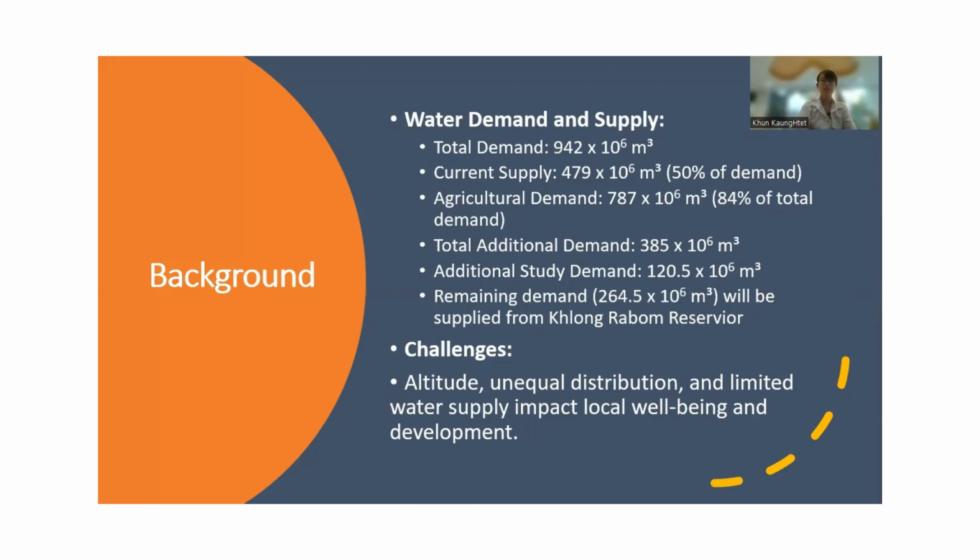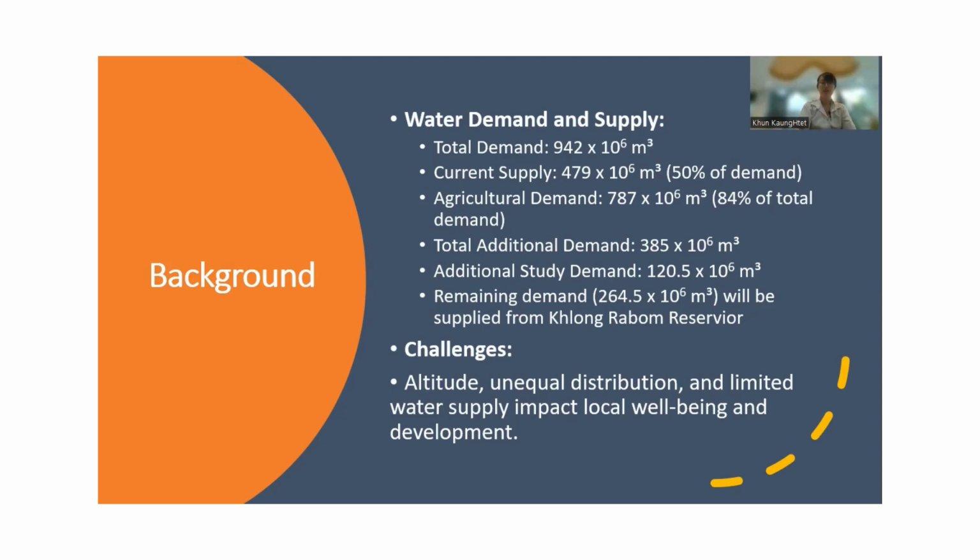And for water demand and supply, the total demand is 942 million cubic meters, while the current supply is 479 million cubic meters, which only meets 50% of total demand. And the demand for the agriculture area is 800 million cubic meters, which is 84% of total demand.